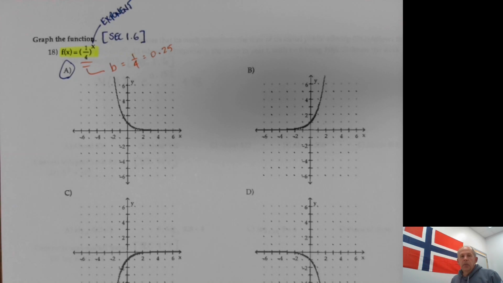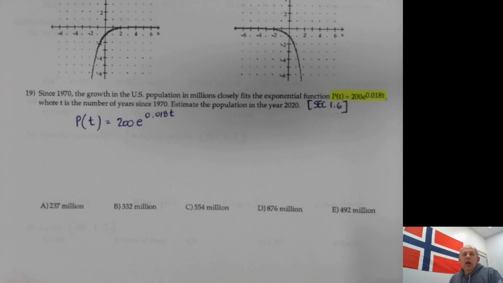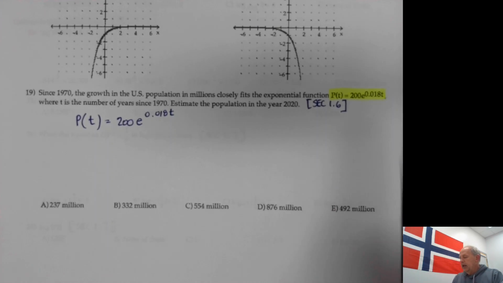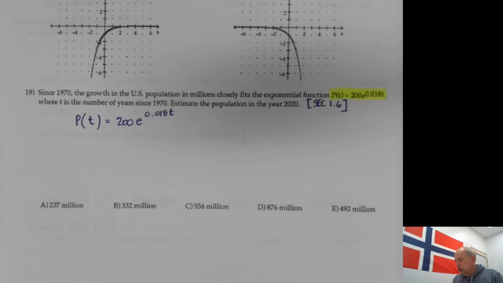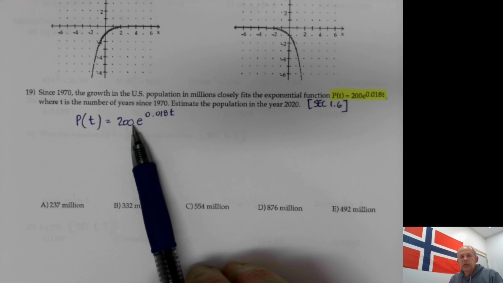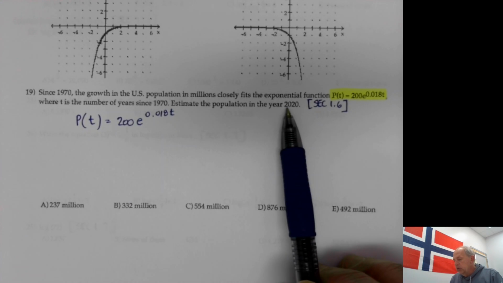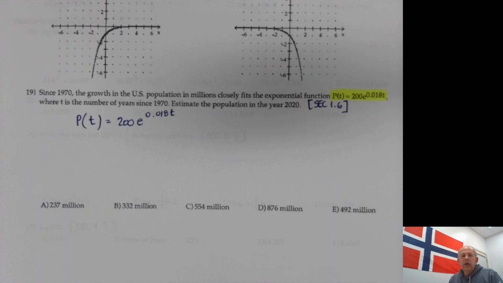Let's take a look at number 19. Number 19, I've highlighted this. We've been given a model. This is exponential growth. This is out of section 1.6. I want to make a prediction of the population of the United States using this model in the year 2020, and this model was created in 1970.